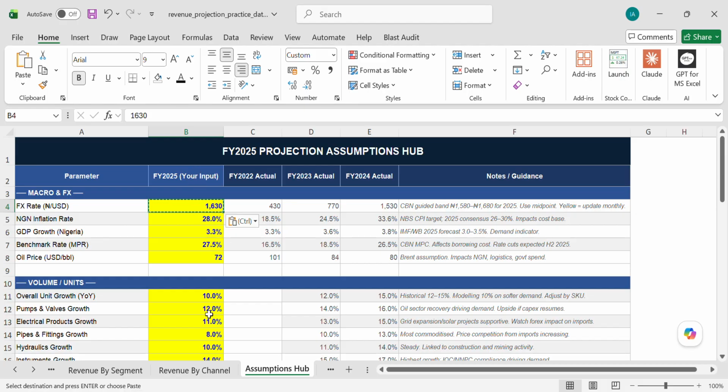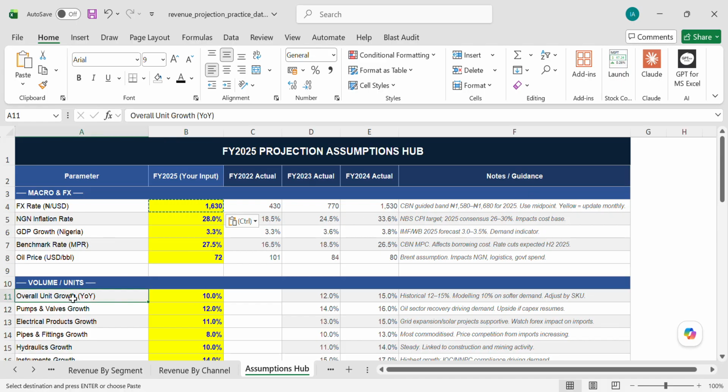So this is the 2025 input which we are using, and for the oil price we are using 72. For example, 72 dollars per barrel. Yes. So here I'm saying that 2022 was 101, 18 and 80. So it has actually dropped down, right? So the Brent assumption, which impacts Nigeria's logistics and government spend, is going to be 72. That's what we are using based on our findings.